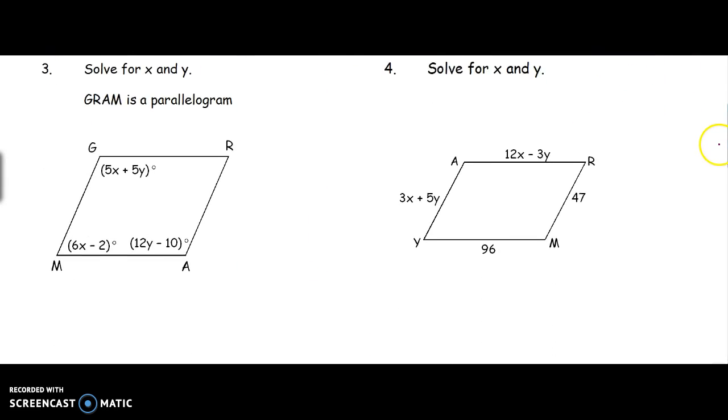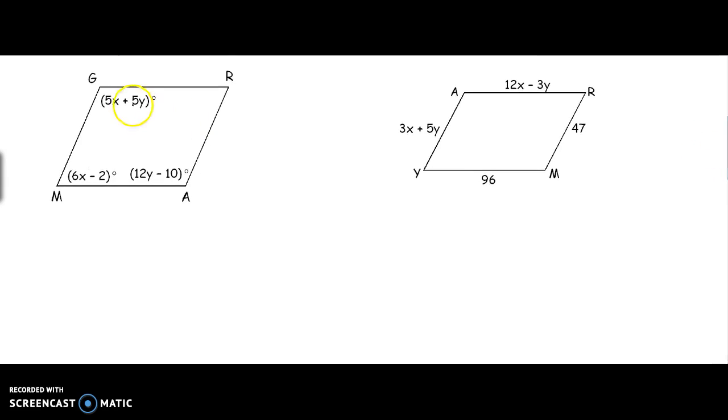There's two more problems. Both of these are systems of equations. The first one says solve for x and y, and the figure is a parallelogram. So we are given angles. Again, we can only talk about opposite angles congruent and consecutive angles equal 180 degrees.